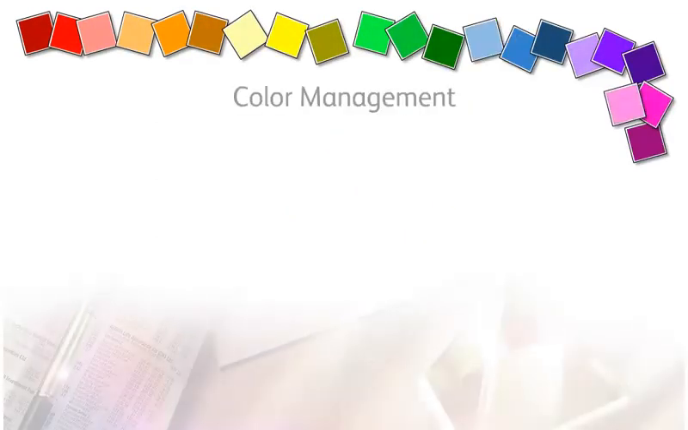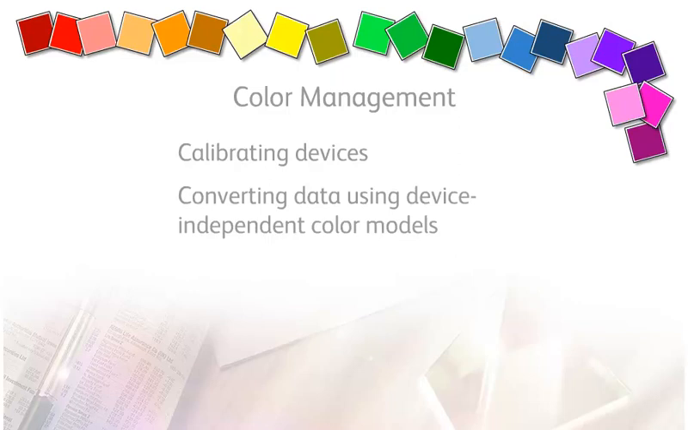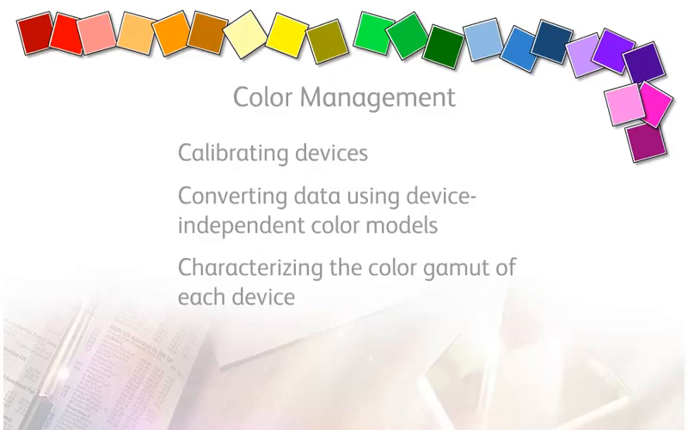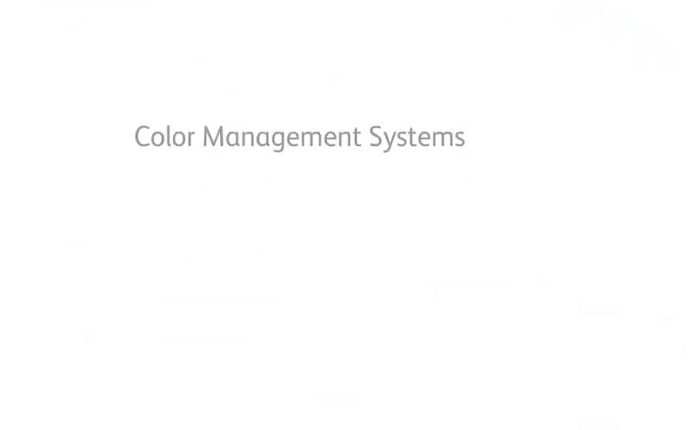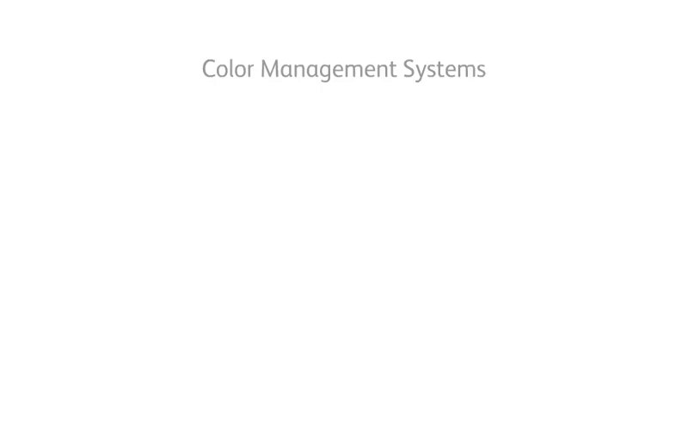Color management is the best answer we have for creating predictable color and involves calibrating devices so that they work at peak performance, converting the data when color moves from device to device using device-independent models, and characterizing the color gamuts of each device. Color management systems, CMSs, are an evolving breed of software applications. They give us the best control we can get.